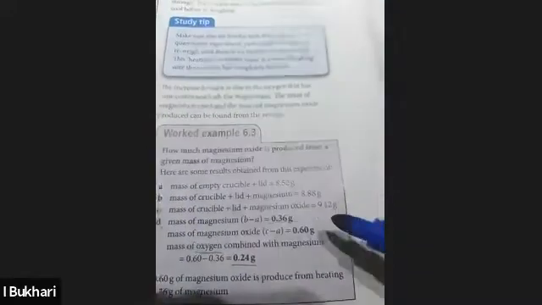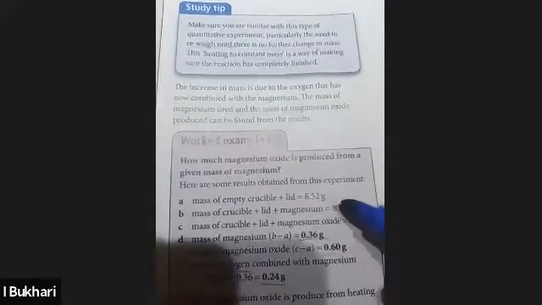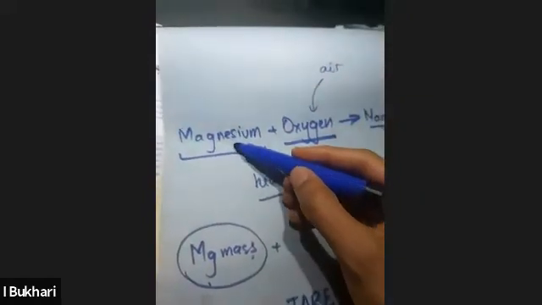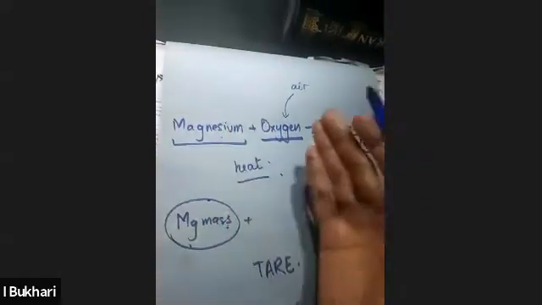So now you understood how we got the mass of magnesium. After we have performed this experiment, we already know the mass of magnesium, and we will find out the mass of magnesium oxide, and now we will see the ratio.